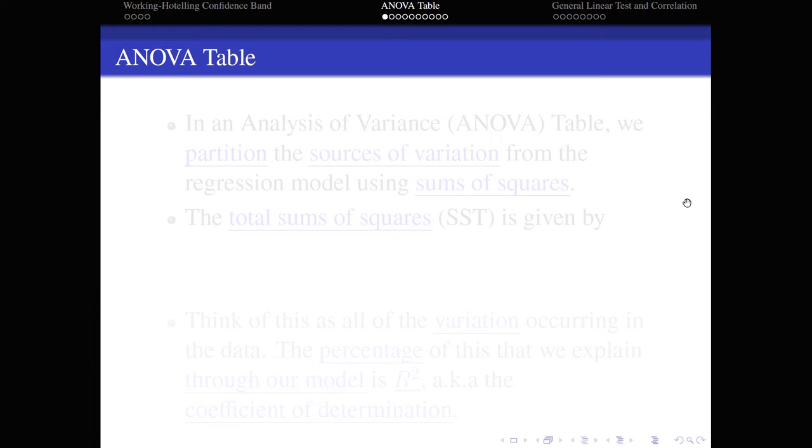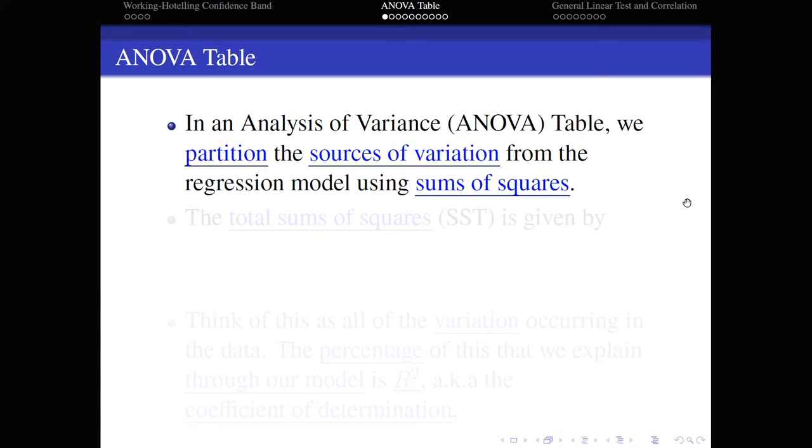In this video, we'll discuss the ANOVA table for regression specifically. Now, in previous classes, I'm sure you've seen a traditional ANOVA table. As a reminder, ANOVA stands for Analysis of Variance, and in an ANOVA table, we partition, which means split apart, sources of variation. Now, in an ANOVA table for regression specifically, we look primarily at two sources of variation. We look at sources of variation from the model and sources of variation from error.